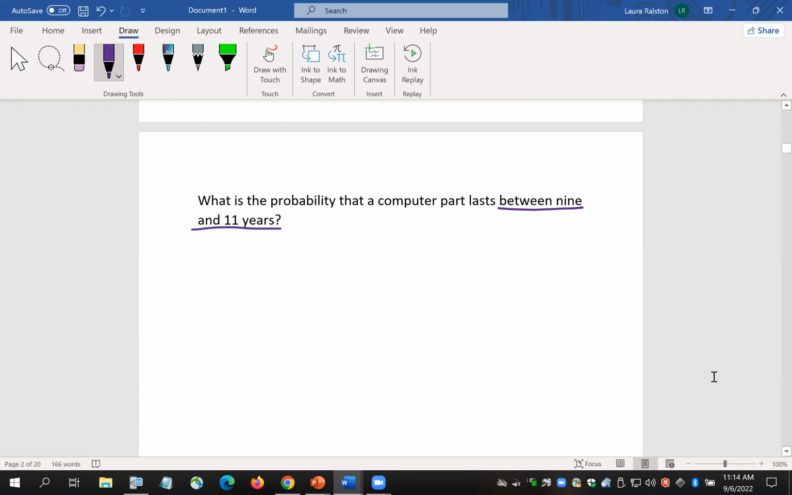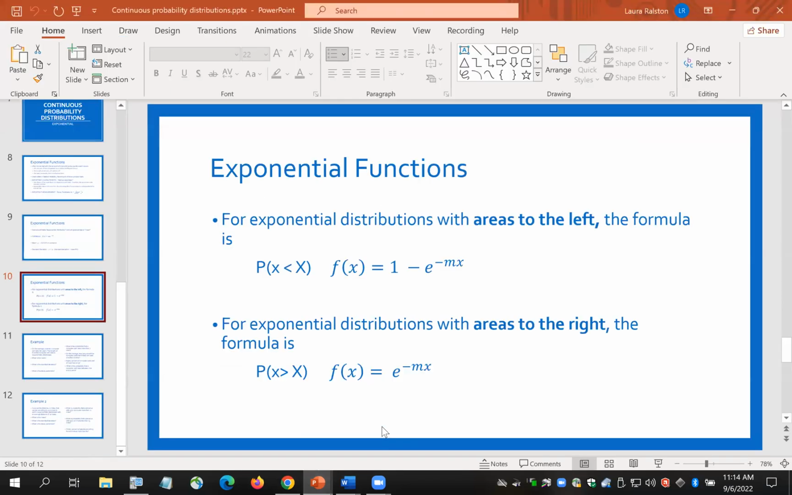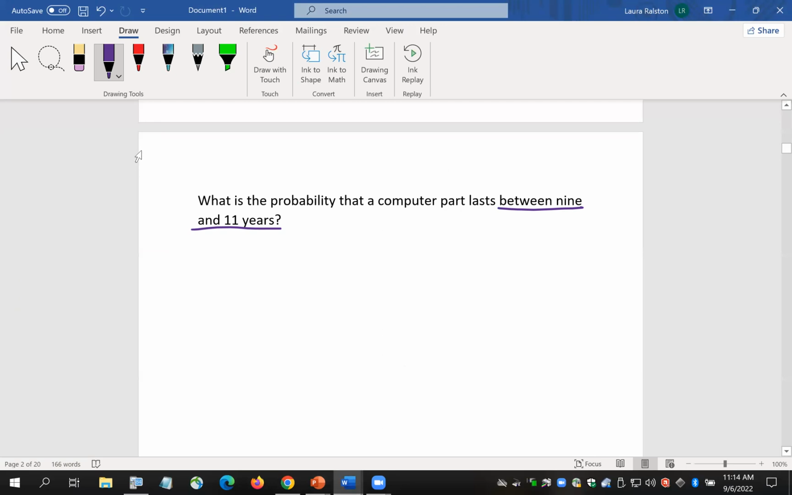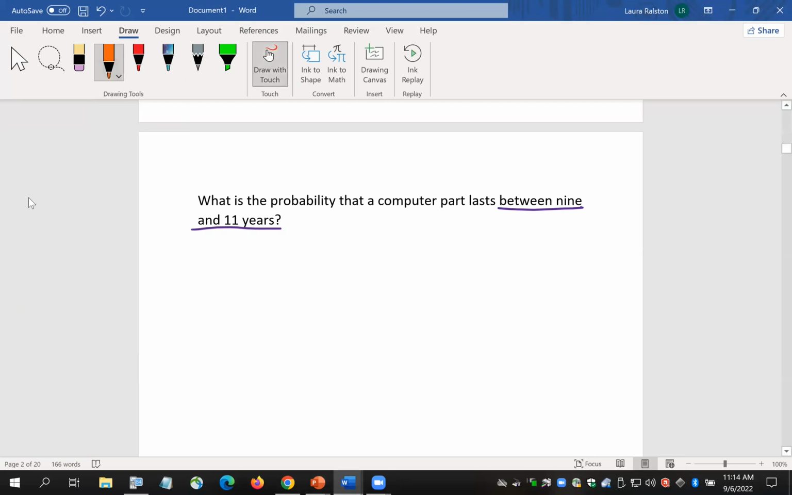Now, a couple things I want to point out. If you go back and look at the formulas that I gave you, you have a formula for area to the left, and you have a formula for area to the right. Neither of those talk about between. So it actually requires us to do a couple of calculations. And again, I want to try to help you see this visually on a graph to hopefully understand what we're doing.